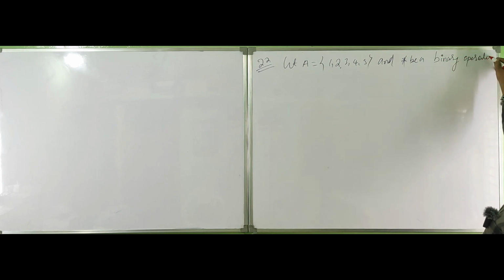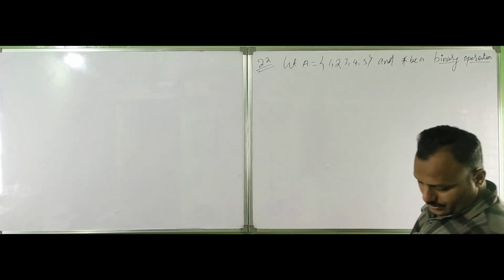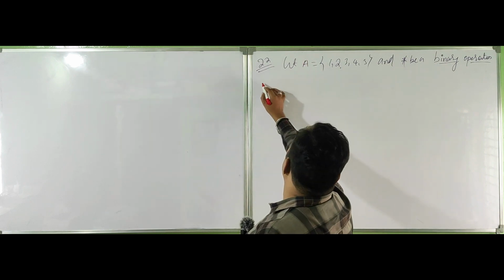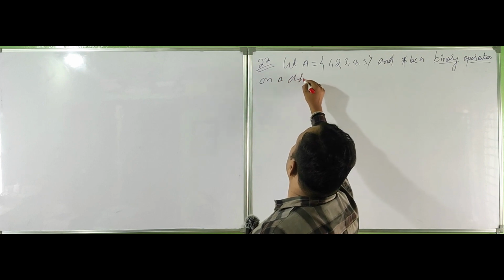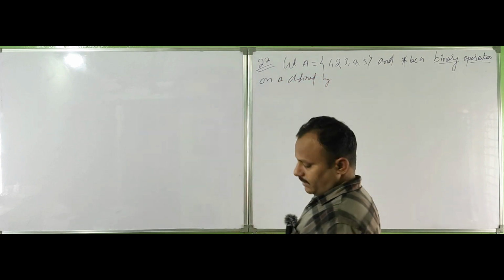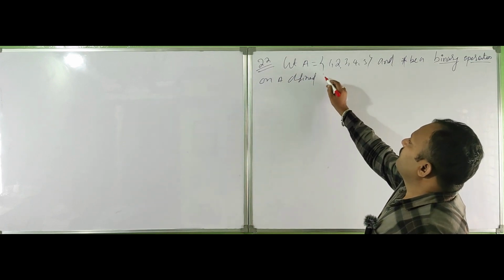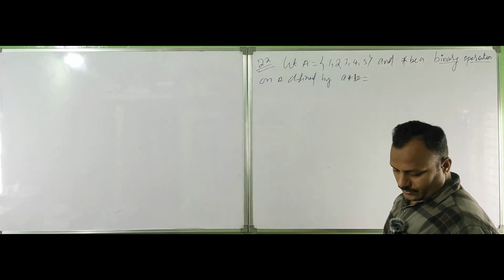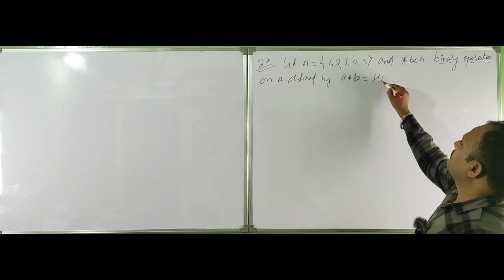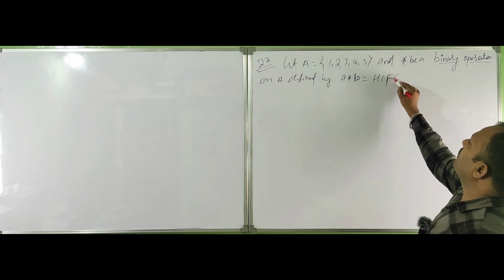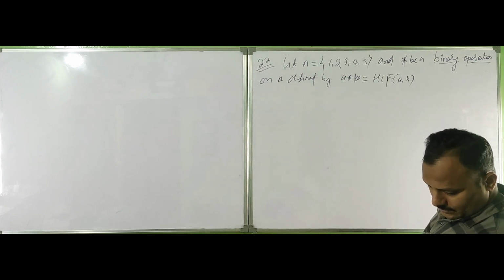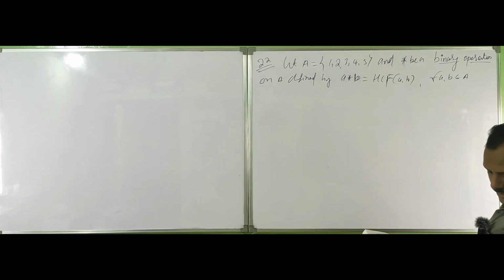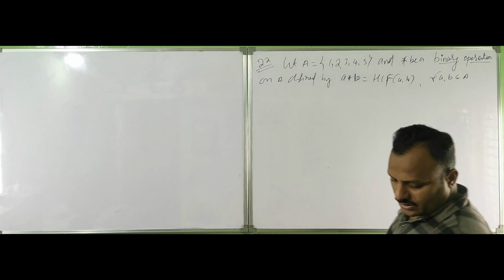Binary operation star on A is defined by A star B is equal to HCF of A and B, for all A, B belongs to A. Set the operation table for the operation star on A.